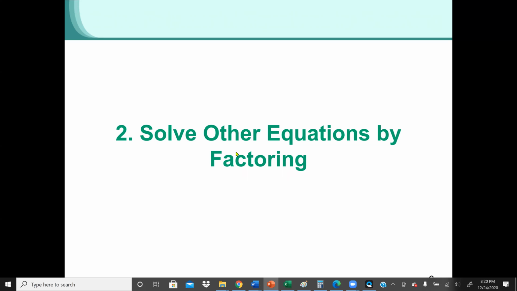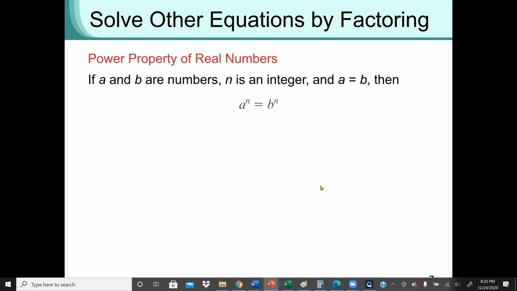So next, solve other equations by factoring. And so here we have a power property of real numbers. Now, if we have a and b as numbers, n is an integer, then a equal to b. Here we're trying to say that a to the n will equal b to the n.